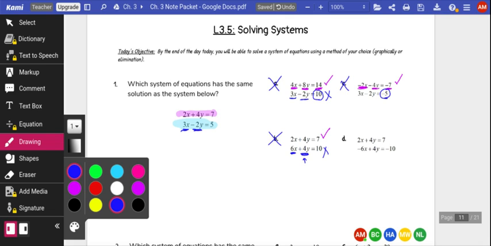Now let's look through D and double check that it is the correct choice. The first equation is exactly the same as the first equation in purple that I was given. Now let's look at the second one. 3x to negative 6, it was multiplied by a negative 2. If I multiply negative 2y by negative 2, I get a positive 4y. And if I multiply 5 by negative 2, I get negative 10. So both of those equations are equivalent, so it is choice D.